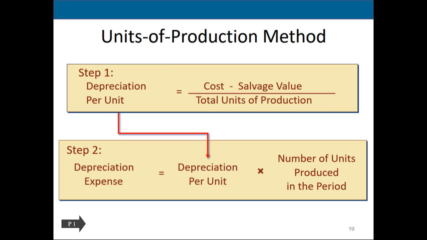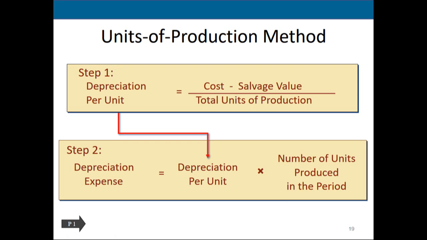Going back to the matching principle, you'll want to match the expense of making those items with the revenue generated by those items. There are a couple of steps to the process of calculating depreciation expense using this method. The first thing you need to do is calculate your depreciation per unit. Take your cost, subtract your salvage value, and divide by the total number of units the machine is capable of making.